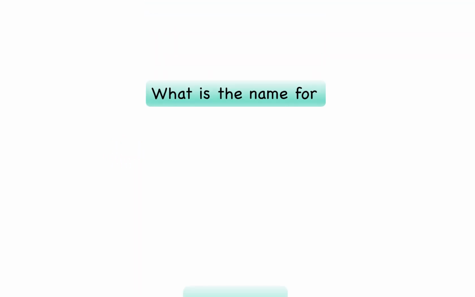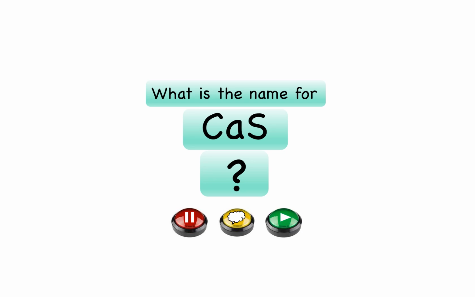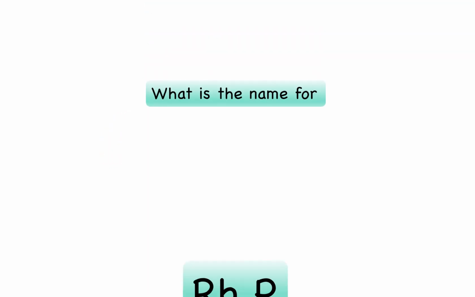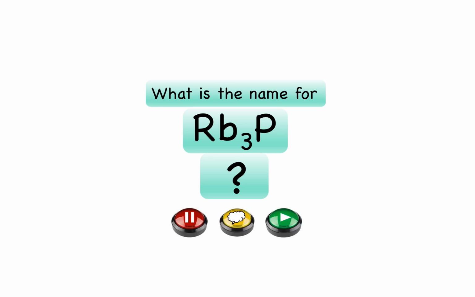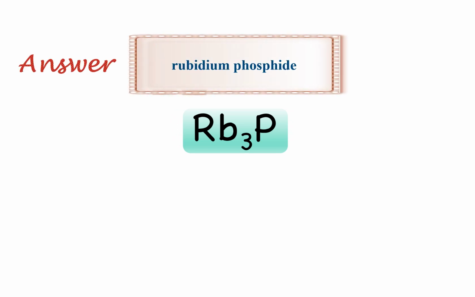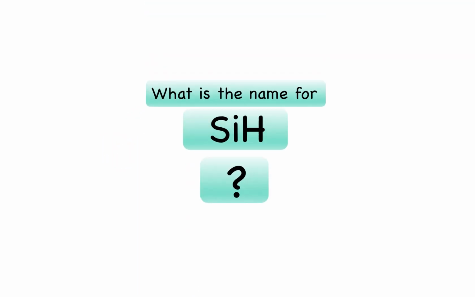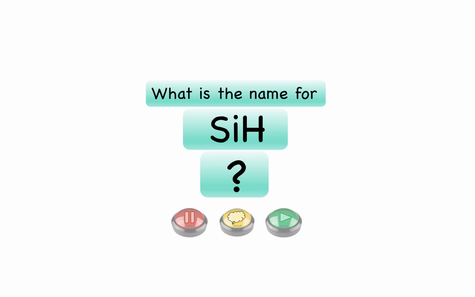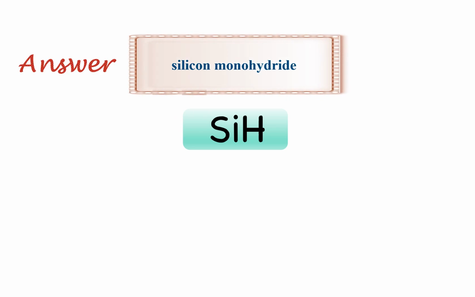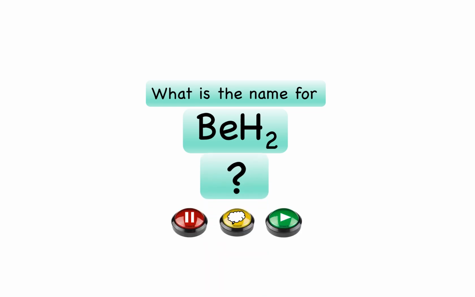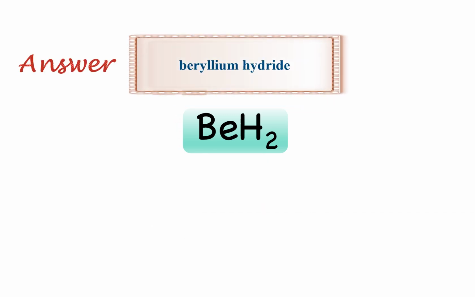Question 27. What is the name for CaS? Answer: calcium sulfide. Question 28. What is the name for Rb3P? Answer: rubidium phosphide. Question 29. What is the name for SiH? Answer: silicon monohydride. Question 30. What is the name for BeH2? Answer: beryllium hydride.